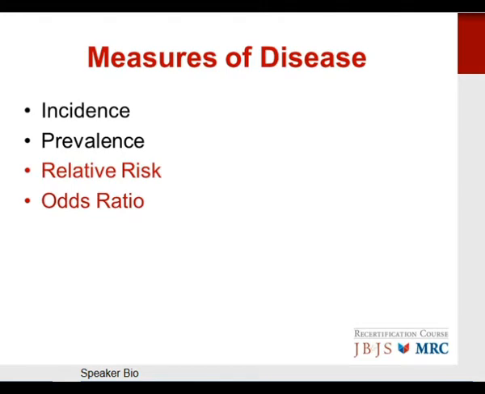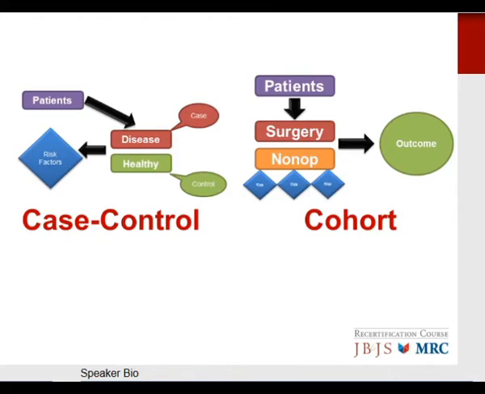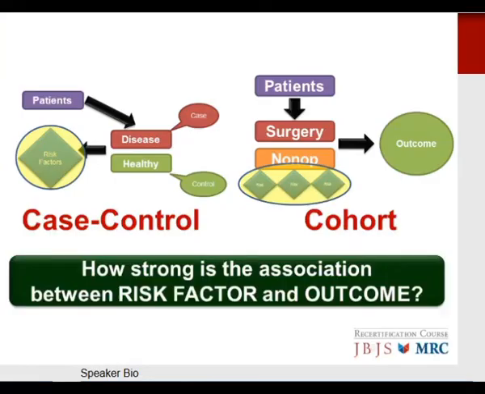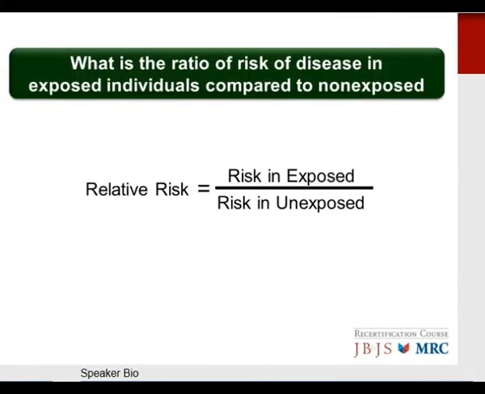But now we get to the more difficult concepts of relative risk and odds ratio. And this gets back to the concepts of case control and cohort studies. We want to know what the relative risk factors are, and we want to know which is the most important to predict an outcome or a disease state. How can we figure that out? We're figuring out how strong the association is between the risk factor and outcome. And so to do that, we use a ratio called relative risk. And it is asking us, what is the ratio of the risk of disease in exposed individuals compared to non-exposed?